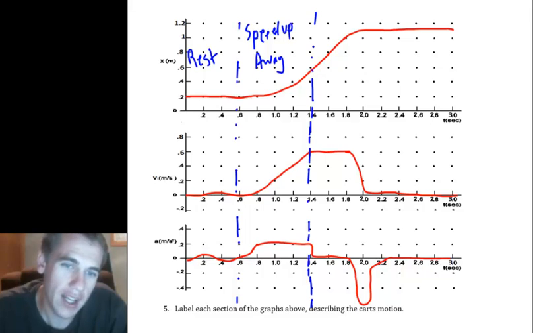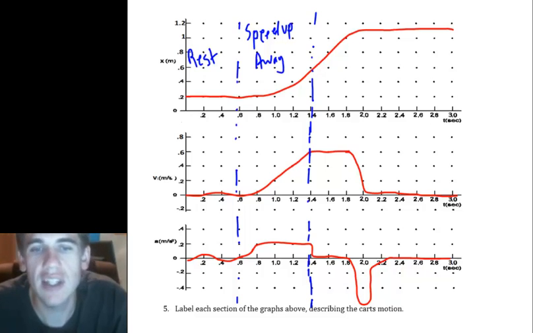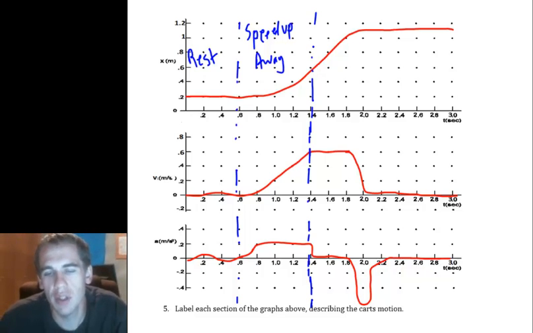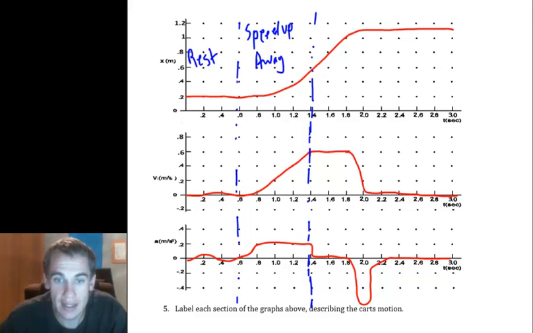We can see it in the velocity time graph because the velocity is down here at 0, but it's getting more positive, so it's speeding up, and it's positive, so it's moving away. And we can even see it in this acceleration time graph because we can see a positive acceleration, which means that the velocity is increasing.